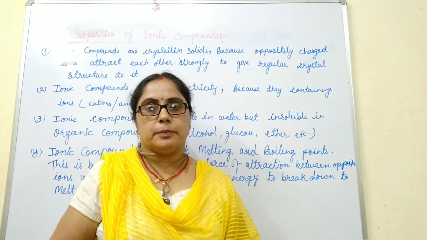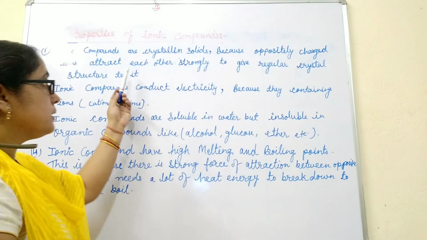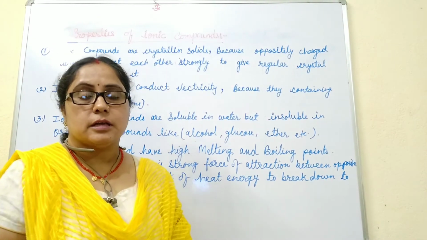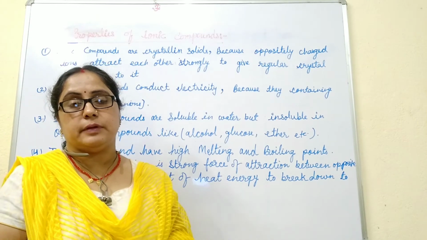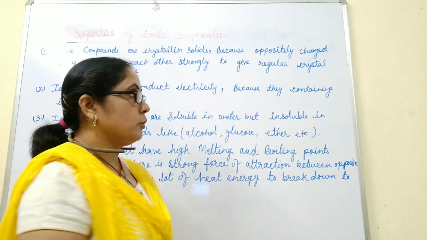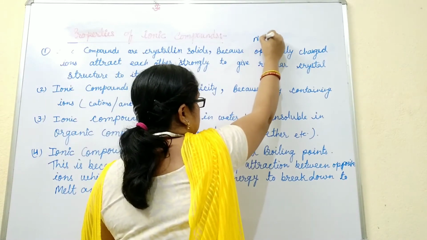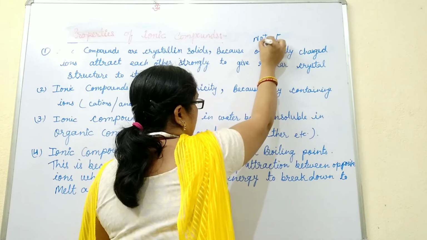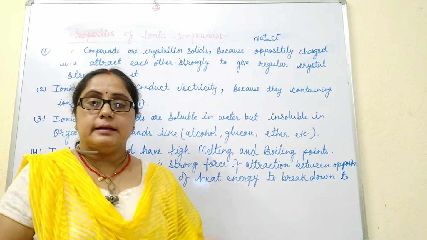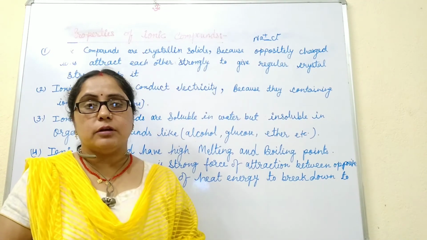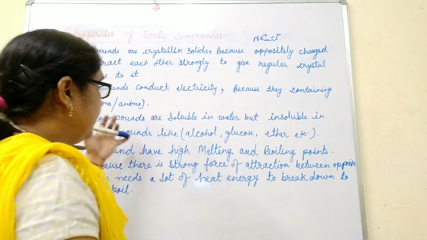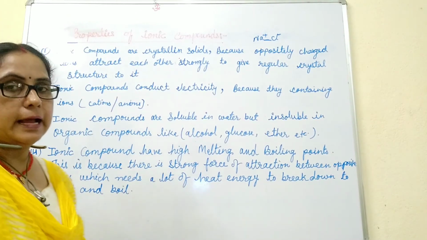Now we will discuss the properties of ionic compounds. Ionic compounds are crystalline solids. This is because there is a strong force of attraction between the oppositely charged ions by which they are formed. Like sodium chloride is formed from Na plus and Cl minus. So there is a strong force of attraction between these two oppositely charged ions, and this gives the regular crystal structure to ionic compounds.